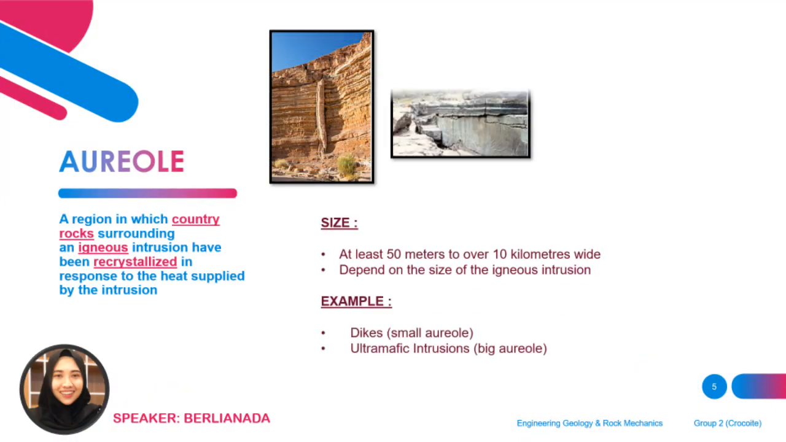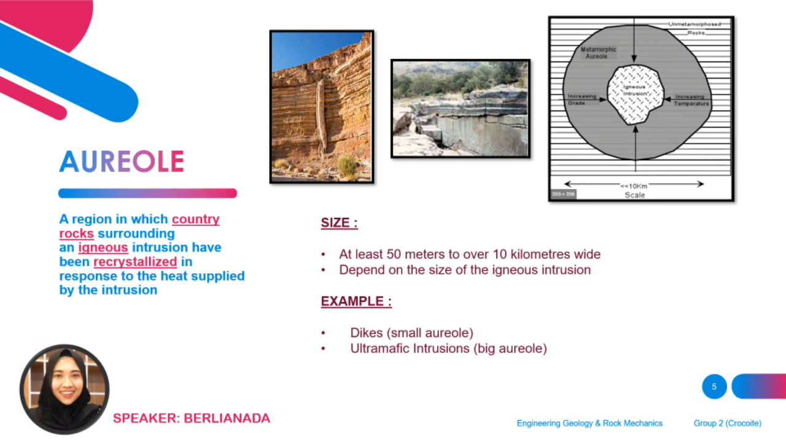Aureole. Aureole or metamorphic aureole is a region in which country rocks surrounding an igneous intrusion have been recrystallized in response to the heat supplied by the intrusion. About the size, the width of aureole varies from at least 50 meters to over 10 km wide, but it depends on the heat, size of the igneous intrusion, and the temperature difference with the wall rocks.